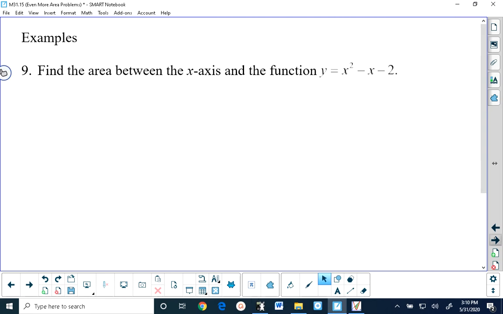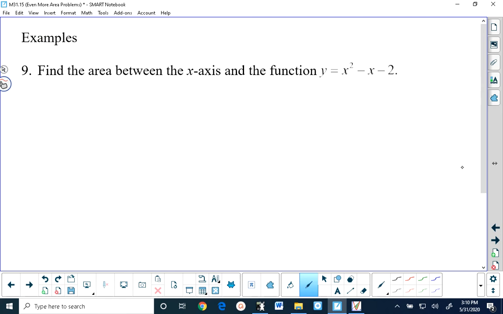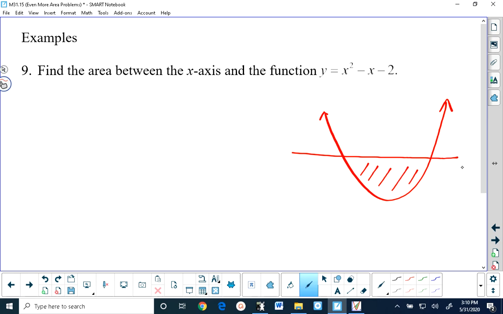Now, one last example, and this example really may not seem like anything new, but I need to talk about it. When we take a look at this function, this parabola opens up, and it says, what's the area between the x-axis and the function? Well, if you have a parabola that opens up, and it says between the x-axis and the function, and it doesn't tell you from where to where, the assumption is that it opens up and it has 2 x-intercepts. And that means that you're trying to find this area.